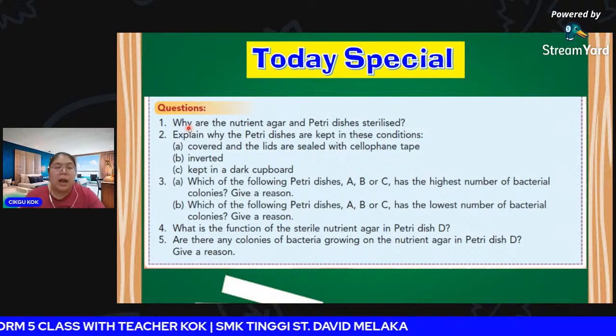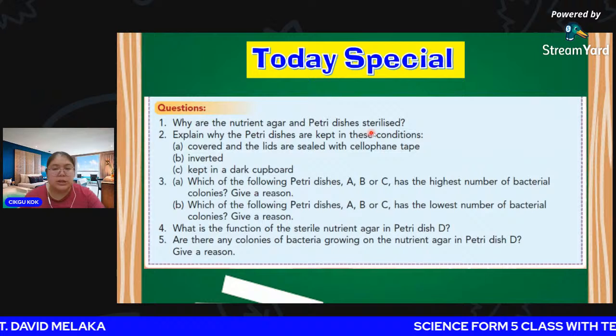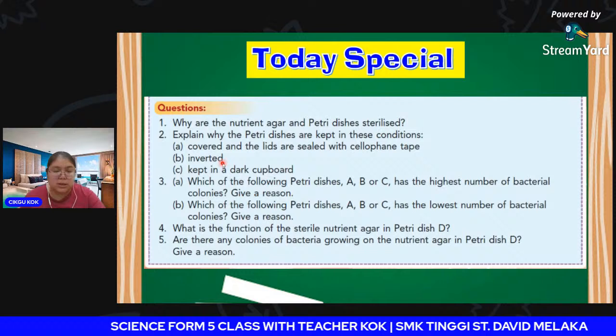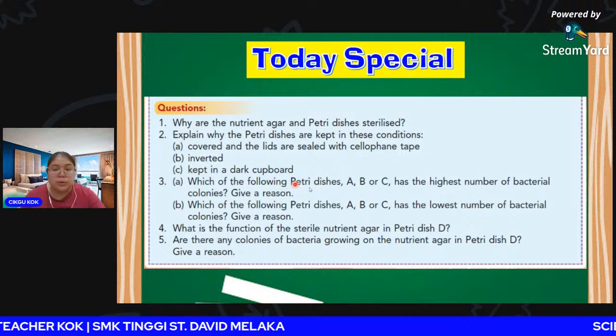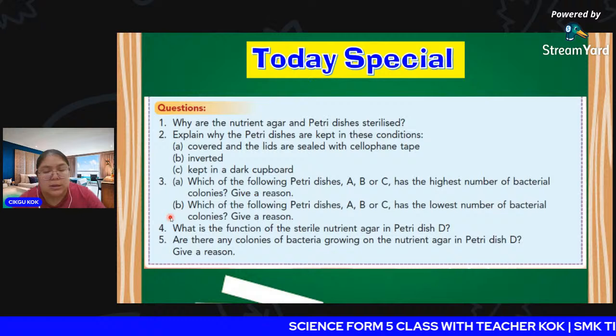They ask you why the nutrient agar petri dishes are sterile. Then you explain why the petri dishes are kept in this condition: covered with the lid, inverted, kept in the dark cupboard. Why do they want to do it like this? So that means you need to copy questions 1 until 5. Then you need to answer them. This one we will discuss in the next lesson.